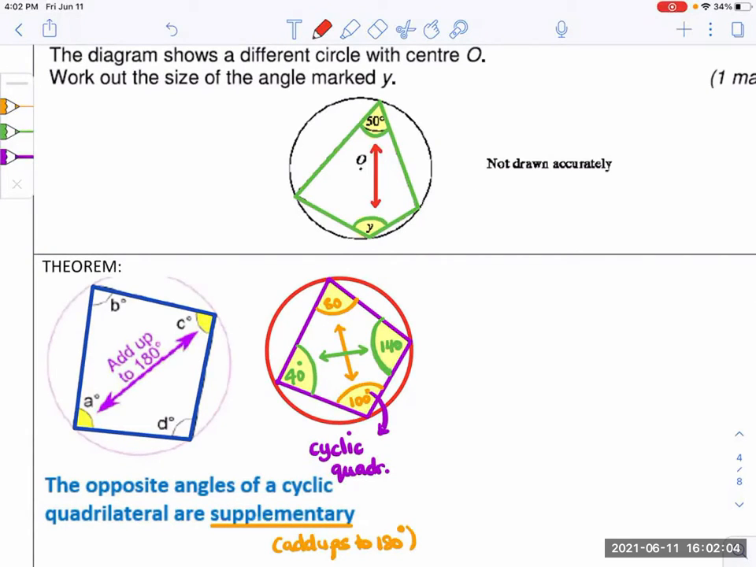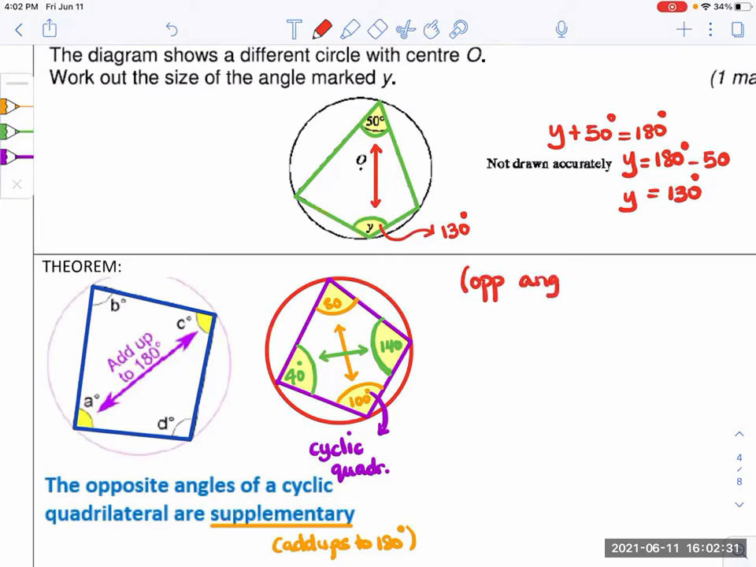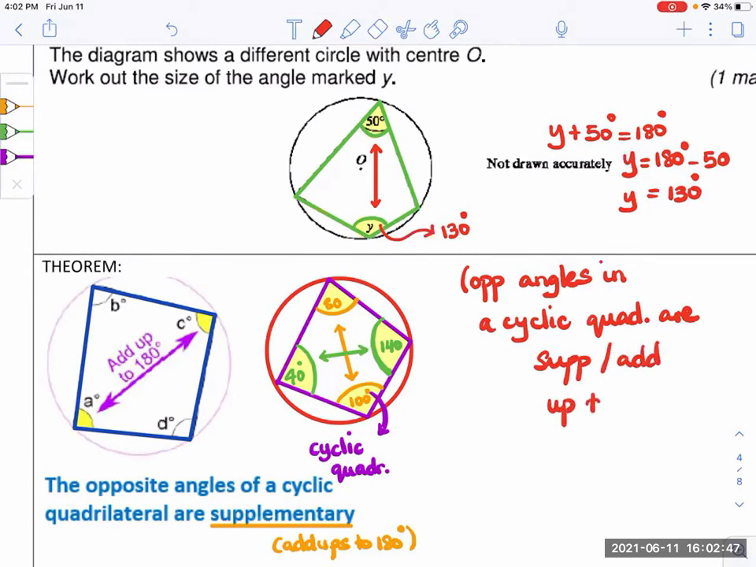I want to see. Do you all agree with him? Yeah, miss. Because y plus 50 is equal to 180. So y is equal to 180 minus 50, which is 130. And the reason is opposite angles in a cyclic quadrilateral are supplementary. If you can't remember supplementary, you just write that they add up to 180.